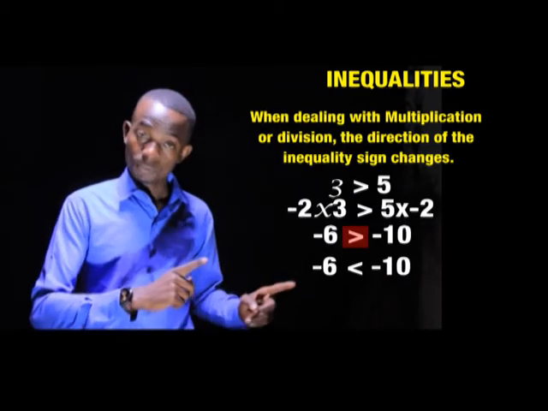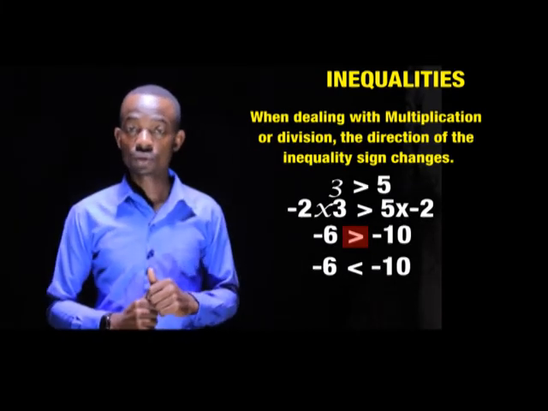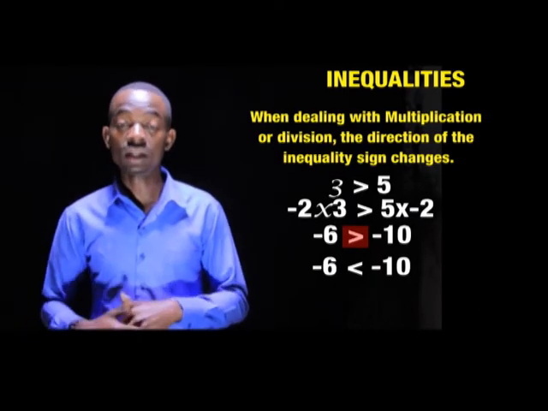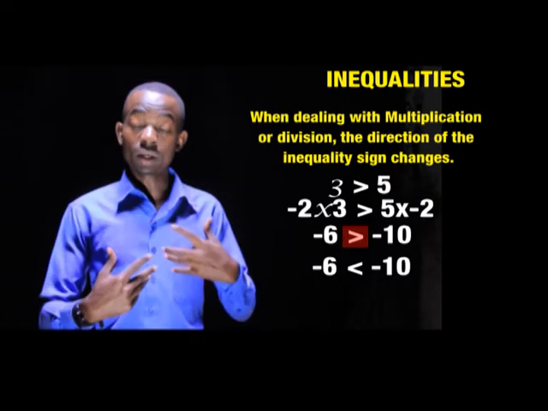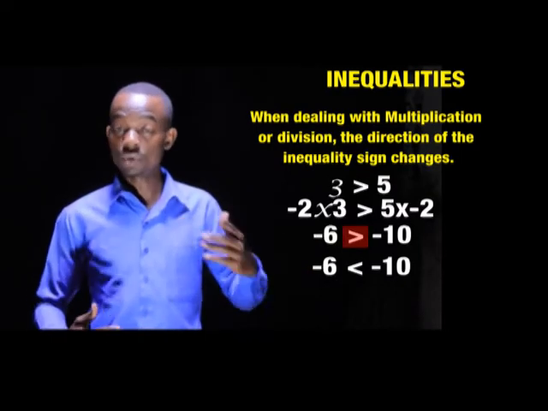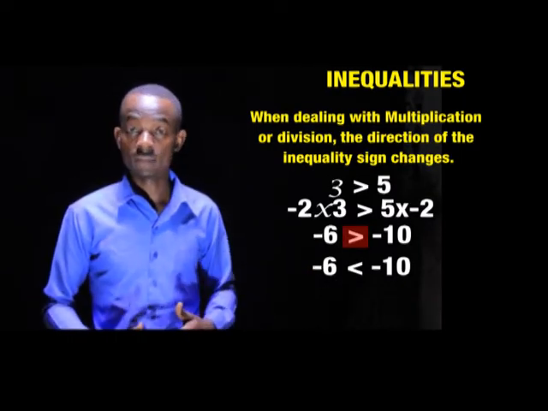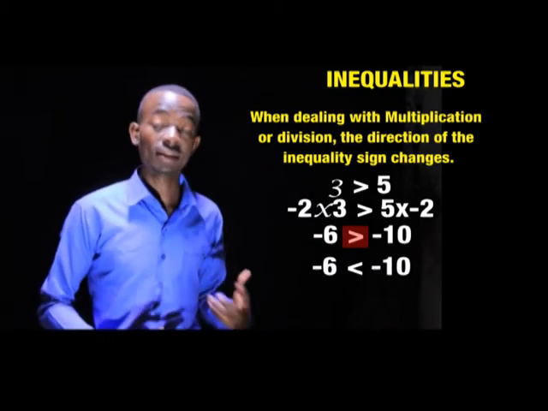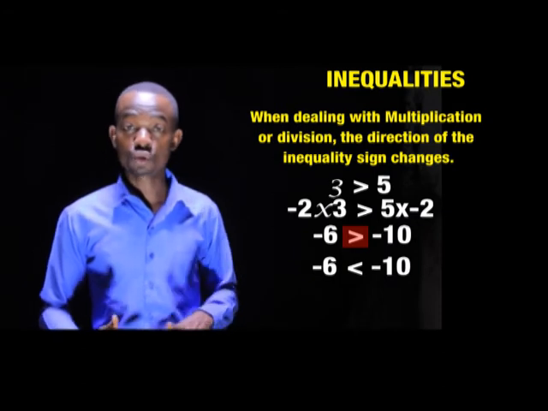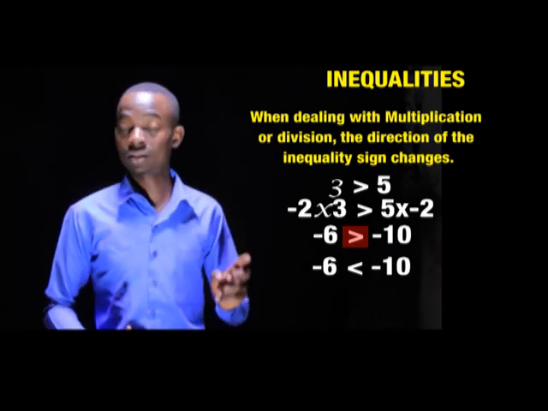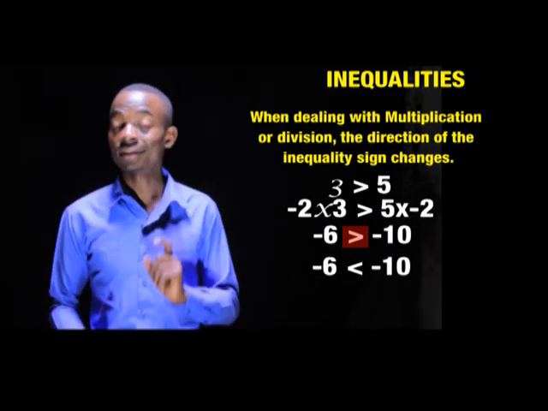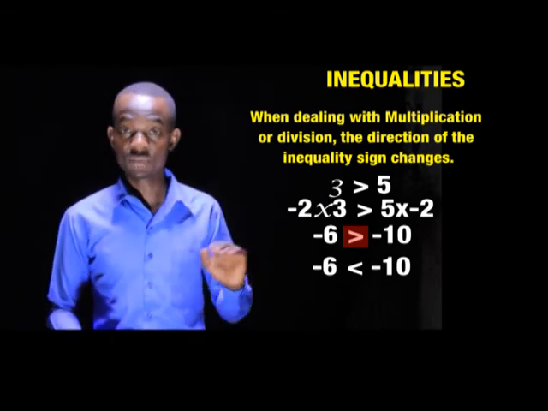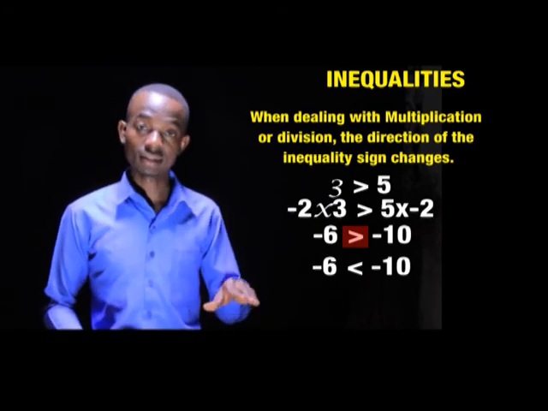Getting back to the example, we have negative 6 on the left hand side and negative 10 on the right hand side. So I change the direction of the inequality. Since you started with less than, I change it to greater than. My final value is negative 6 is greater than negative 10, and that is very true, because on a number line, negative 6 is greater than negative 10.